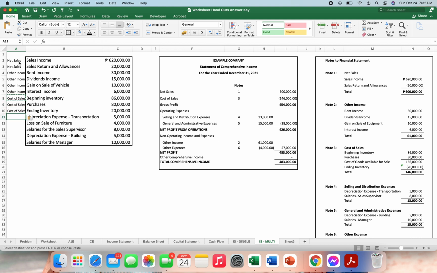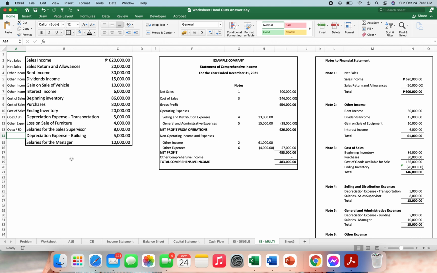Okay? This, depreciation expense related to transportation, it is involved in the selling and distribution. So we will put it as OPEX, selling and distribution. Okay? Then this, loss on sale of furniture. This is other expense. Then this, salaries for the sales supervisor. It is also OPEX, but related to sales, selling, and distribution.